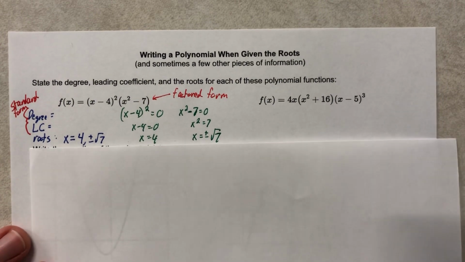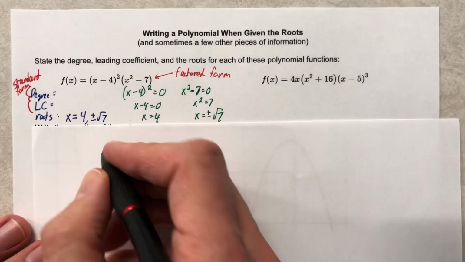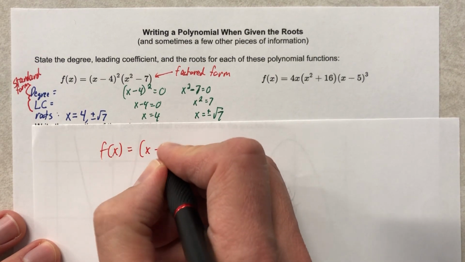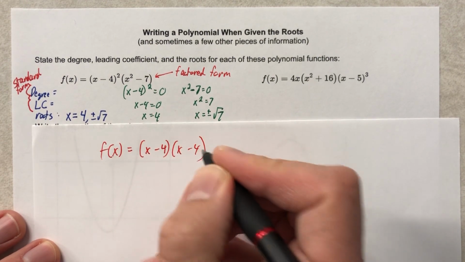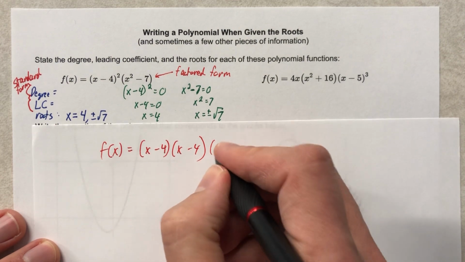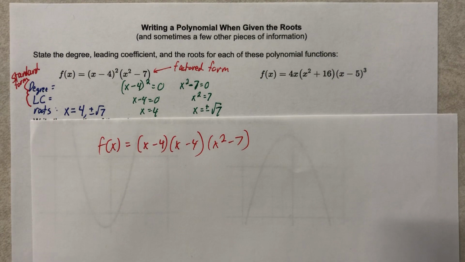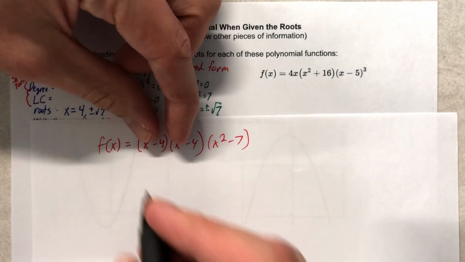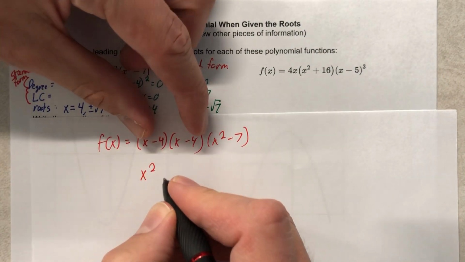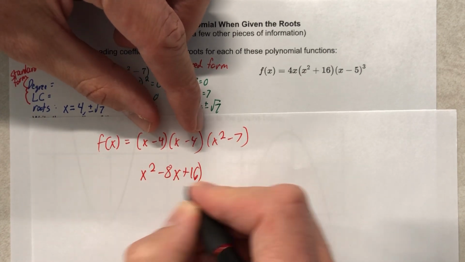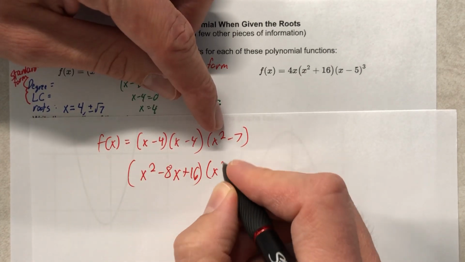What I'm going to do is take this equation, I'll just stick with the red pen, and we're going to have f of x equals x minus 4 squared. So I'm really going to write it twice, and then we'll put x squared minus 7. And we're going to just multiply, multiply, multiply. You can use the box method if you want. I'm not. So I'm going to have x squared minus 4x minus 4x. That's minus 8x. And then plus 16. That gives me the first ones. And then we're going to have x squared minus 7.